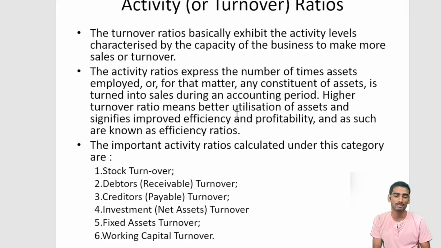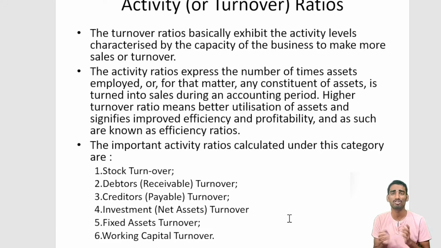Higher turnover ratio means better utilization of assets, and significantly improved efficiency and profitability. Such ratios are known as the efficiency ratio. So if the activity turnover ratio is high, it will depict that all assets are being used in an efficient way. So that's why activity ratio or turnover ratio is also called the efficiency ratio.